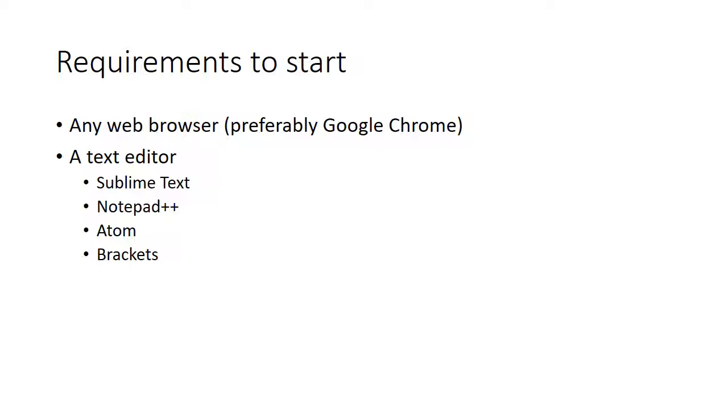What you'll need to start creating or developing web pages is a web browser. This will be needed to run your web page. Preferably use Google Chrome because it's very developer friendly and it has a lot of tools to debug your web page. Also, you'll be needing a text editor like Sublime Text that we'll be using in this tutorial. You can also use Notepad++, which is Windows only, or Atom or Brackets or any other text editor that you are comfortable with.